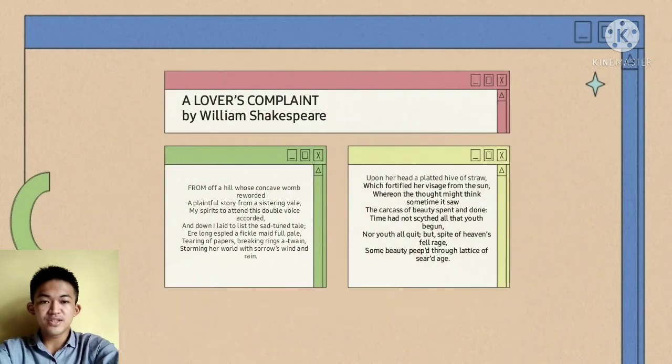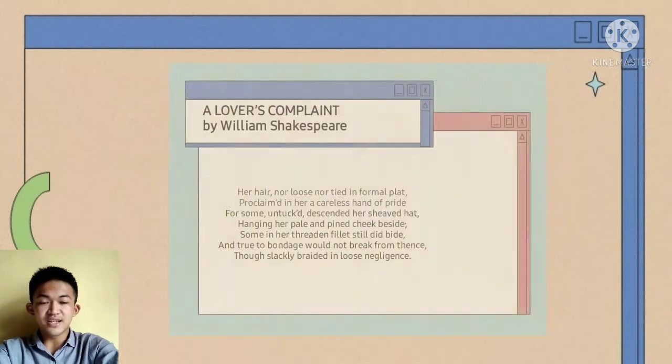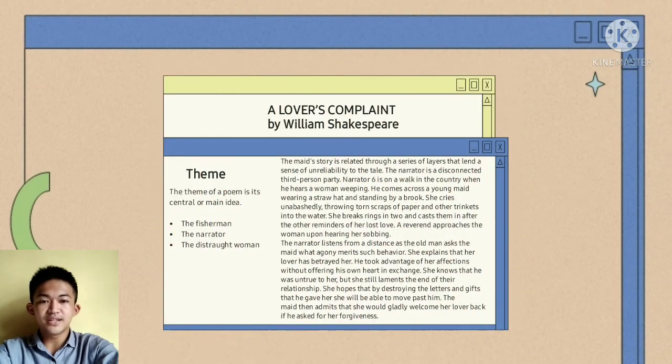This poem consists of 5 stanzas, and in this slide you can see the first and the second stanza, and each stanza here consists of 7 lines. The third and fourth stanzas also consist of 7 lines, and the last stanza also consists of 7 lines. Now, let's discuss 3 elements based on this poem, A Lover's Complaint by William Shakespeare.